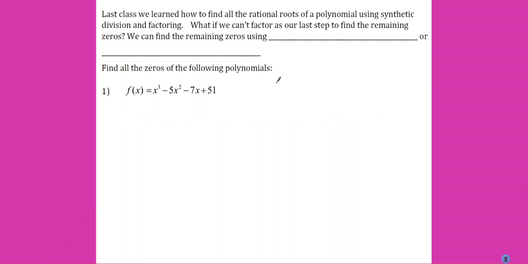So last class we learned how to find all the rational roots of a polynomial using synthetic division and factoring. What if we can't factor as our last step for the remaining zeros? We can find the remaining zeros using complete the square, or the quadratic formula.